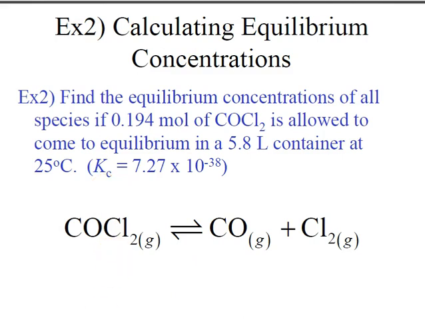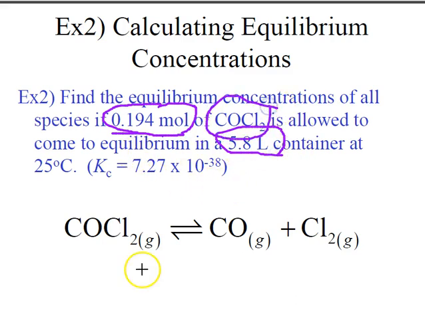So let's remind ourselves, what does the C stand for? C stands for concentration. Is concentration moles? No, concentration is moles per liter. So we're going to have to take these two values and divide them to find the concentration of COCl2. They didn't mention any of our products at the beginning, so we can assume that those are 0. And then they gave us the Kc value.